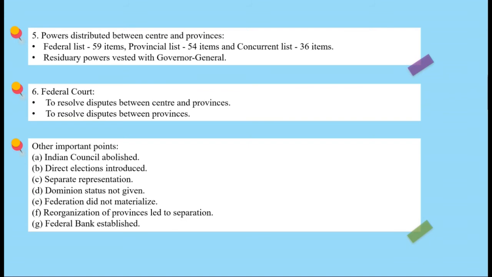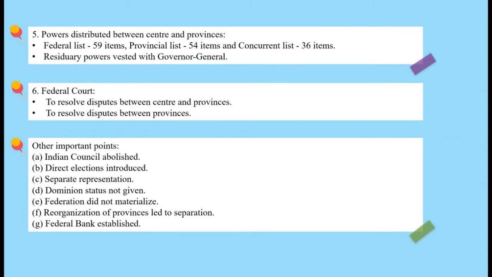Sixth point, federal court. A. A federal court was established at Delhi. B. It was established for the resolution of disputes between the centre and the provinces, and also between provinces. C. It had one Chief Justice and not more than 6 judges.